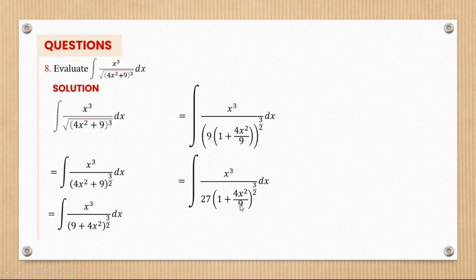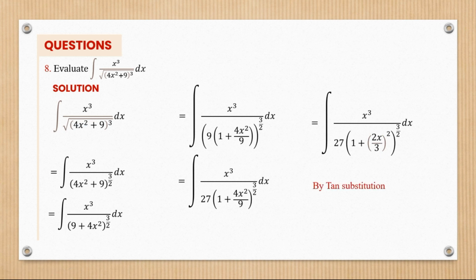But remember, 9 is actually the same as 3 squared. So now I can simplify this, and I have this in bracket as 2x over 3, and then squared, because also this 4 also represents 2 squared. So this can actually be simplified in this format. So now that I have them in this format, I can now actually use tan substitution. So by tan substitution, we shall let 2x over 3, this value inside the bracket here, be equal to tan theta.